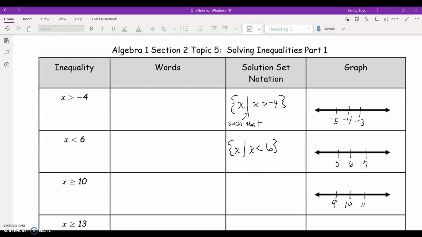Okay, now let's take a look at the graphing portion. I see that this is a greater than, so that means the solutions are all the numbers bigger than -4, but does not include -4. Because it doesn't include -4, I'm going to put an open circle on here, and then I'm going to shade to the right to indicate all the numbers greater than -4. For x is less than 6, I would put an open circle on the 6 because it does not include 6, and then I would shade to the left. Notice that I'm putting this on the number line and not above the number line.